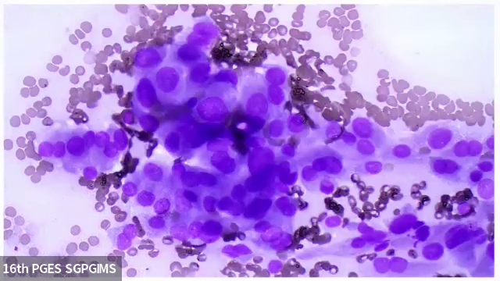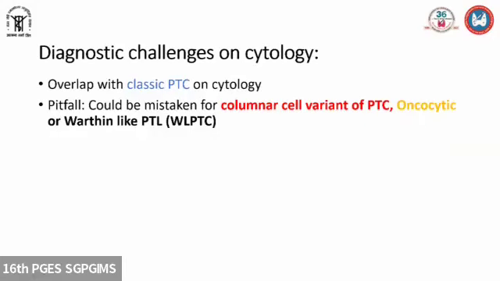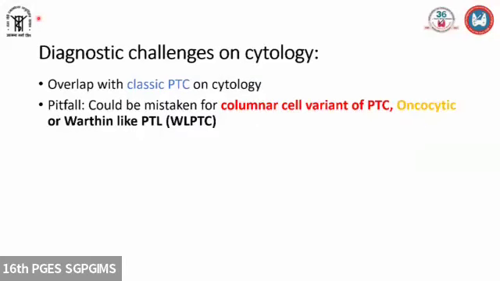However, a differential diagnosis is very difficult on fine needle aspiration cytology smears because it overlaps with classical PTC, columnar cell variant of PTC, and oncocytic variant of PTC. These are columnar-like cells having apical cytoplasm and basal nucleus. It is very difficult for the pathologist to make a variant diagnosis of PTC on cytomorphology because it overlaps with classical PTC and can be mistaken for columnar cell variant, oncocytic variant, or Warthin-like PTC variant.